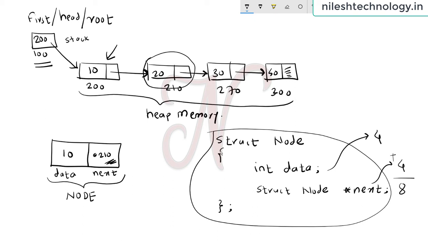A variable of this structure can access the members of that structure. There is one technique. By using struct node, for example, my variable is star p. By using p you can access the variable data as well as the address next.